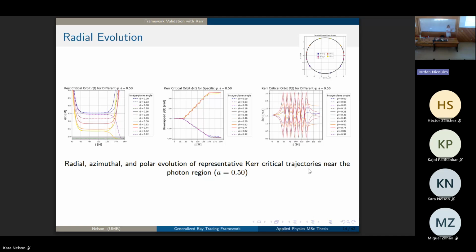Again, pretty self-explanatory. The photons linger near this photon region for a long period of time. I'm just showing one spin, but we've looked at a low spin, a moderate, and then a very near extreme case.